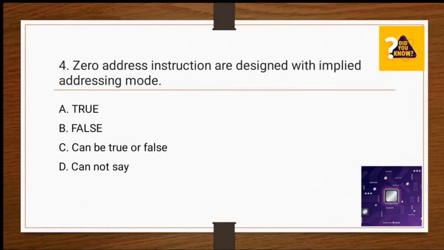So the fourth one: zero address instructions are designed with implied addressing mode. The options are option A, true; option B, false; option C, can be true or false; option D, cannot say. So the answer is true.